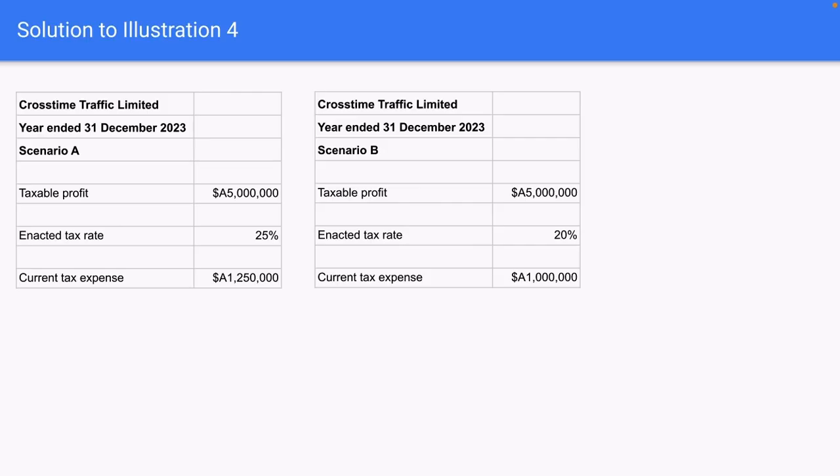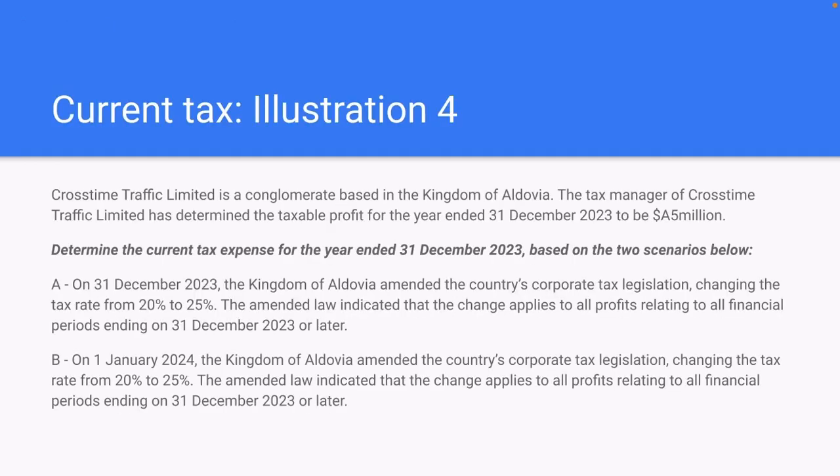And you see that in the illustration. So just look at the left, close your eye to what you can see on the right. Taxable profit is $5 million Aldovian dollars. We are using the new rate of 25% because that's the enacted rate as of the balance sheet date. And that gives you a current tax expense of 1.25 million Aldovian dollars. So if you go to scenario 2, the only thing that has changed is that the law was passed on 1st of January 2024.